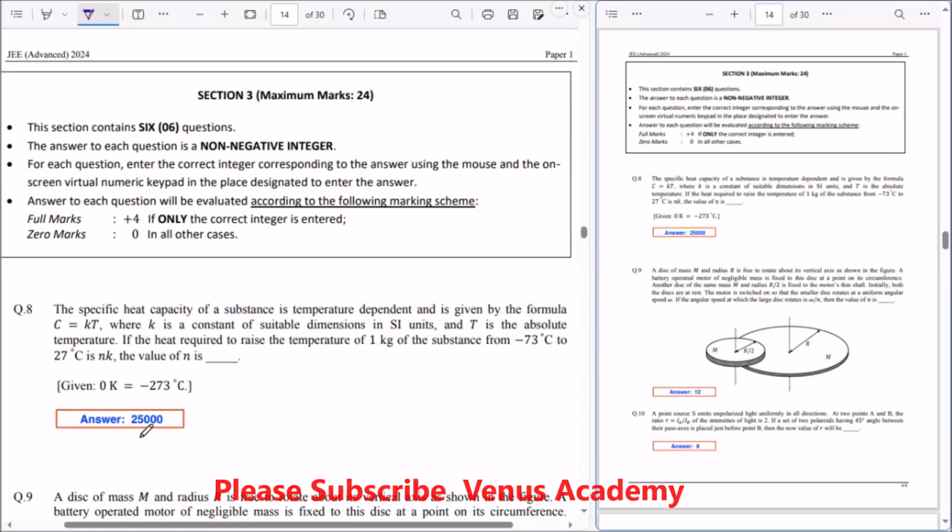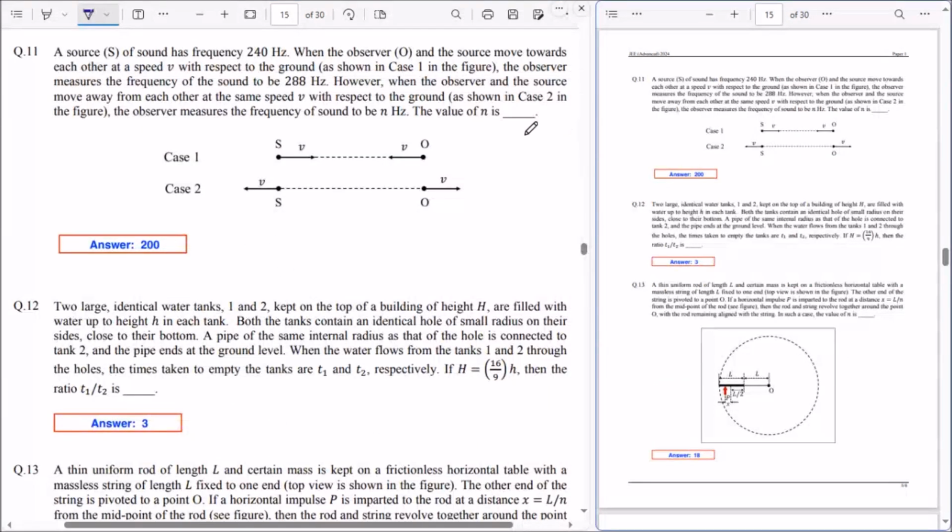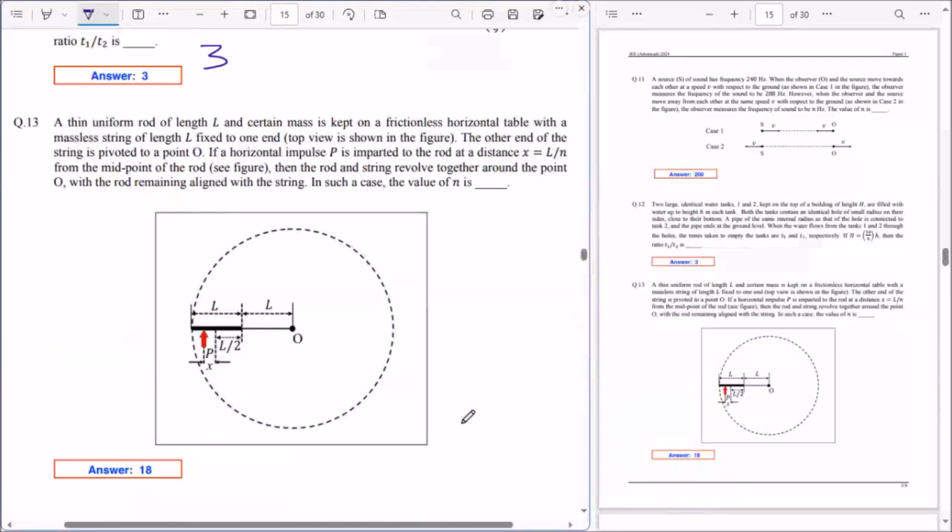Question number 8. The correct answer is 25,000. Next, question number 9. The correct answer is 12. Next, question number 10. The correct answer is 8. Next, question number 11. The correct answer is 200. Question number 12. The correct answer is 3. Next, question number 13. The correct answer is 18.